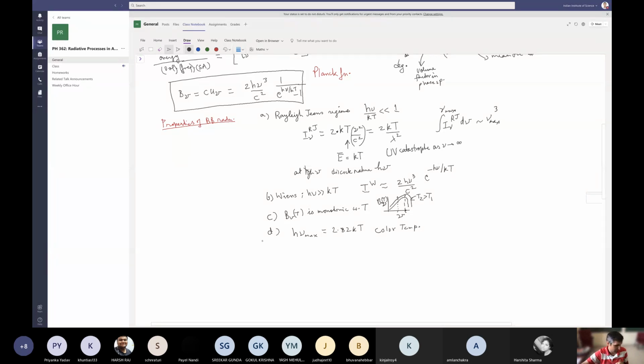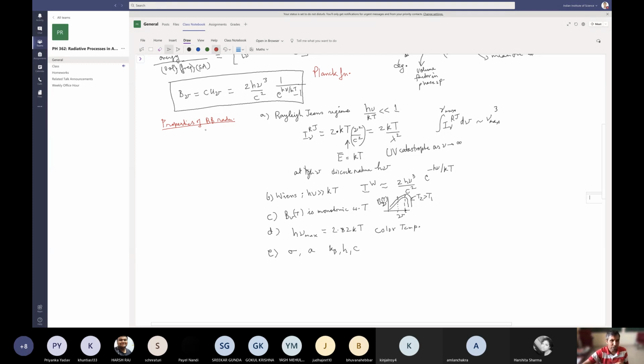Okay, what else? And you can actually get these radiation constants, sigma and A, in terms of fundamental constants: the Boltzmann constant, Planck's constant, and the speed of light. And it's instructive to do these. I'll not do them here.